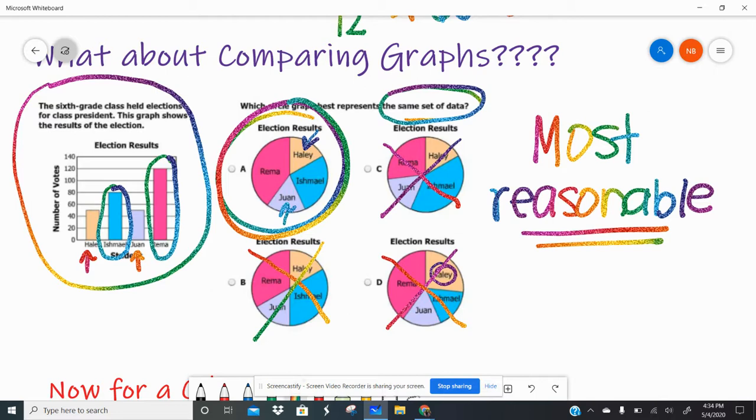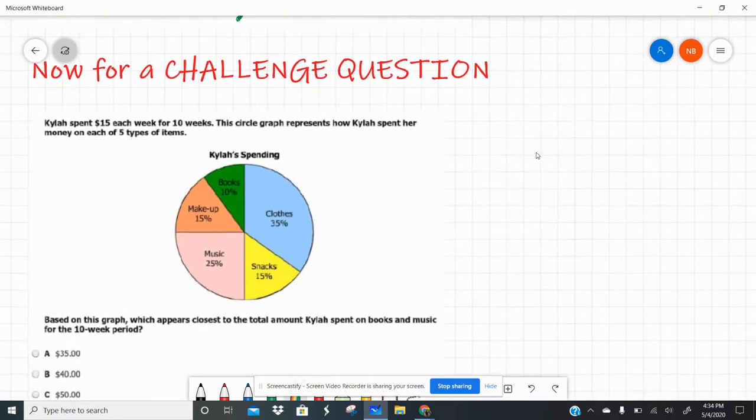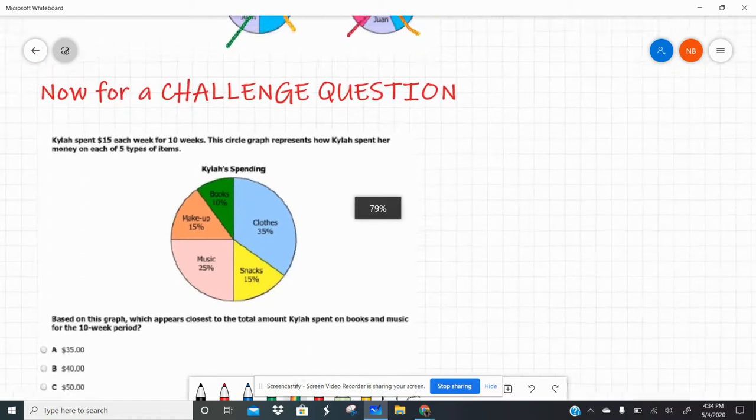So in comparing graphs, sometimes it's best to figure out which answers are wrong, and then that will lead you to the only possible choice, which would then be the most reasonable answer. Boom. Nailed it. You guys nailed that one. So now we're going to move on to a challenge question.